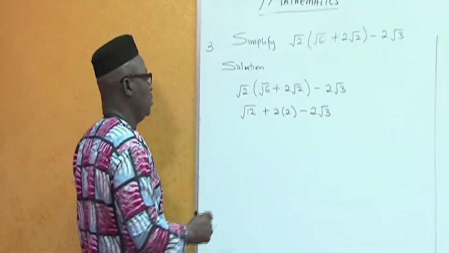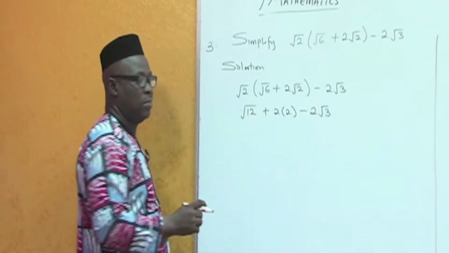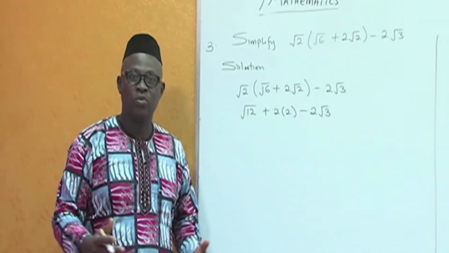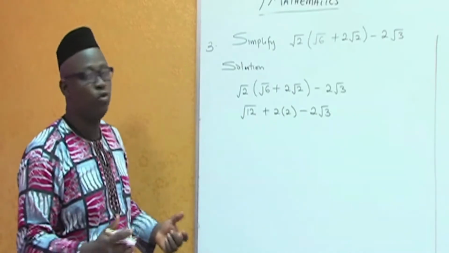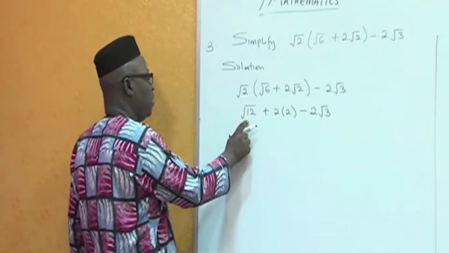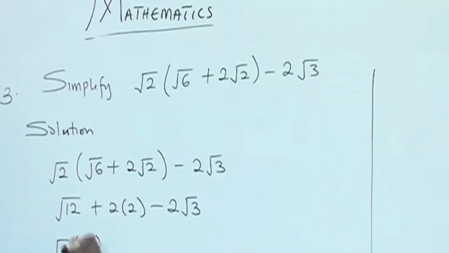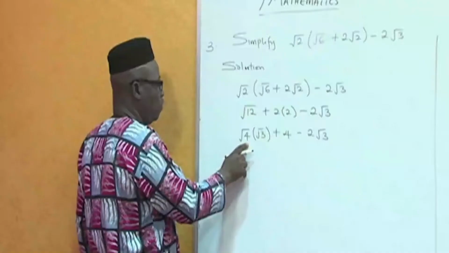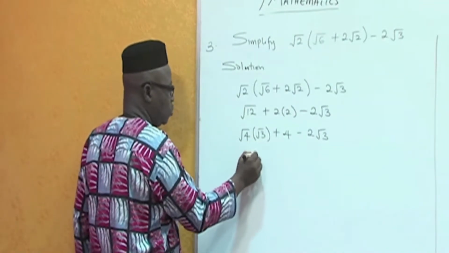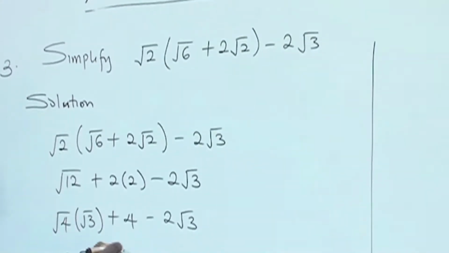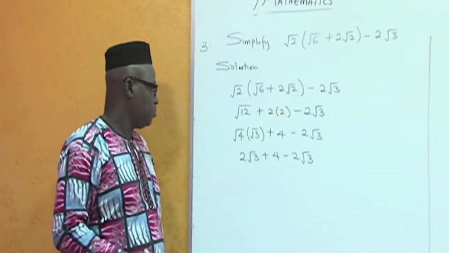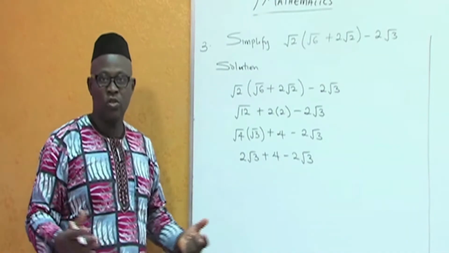So at this point, I can simplify root 12. I'm going to simplify root 12 using the perfect square. The perfect square that is a factor of 12 is 4. So instead of writing root 12, I'm going to write root 4 into root 3. Then 2 times 2 is going to be 4. Then minus 2 root 3. The root of 4 is 2. This will remain as root 3, then plus 4 minus 2 root 3. So at this point, we can only add surds together.